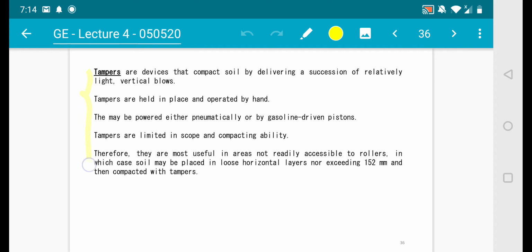Now, what are tampers? These are devices that compact soil by delivering a succession of relatively light vertical blows. Tampers are held in place and operated by hand. They may be powered either pneumatically or by gasoline-driven pistons. Tampers are limited in scope and compacting ability. Therefore, they are more useful in areas not readily accessible to rollers, in which case soil may be placed in loose horizontal layers not exceeding 152 mm and then compacted with tampers. So these are the limitations.